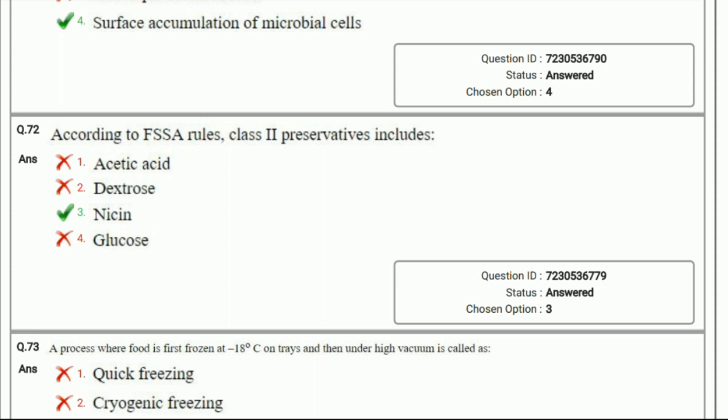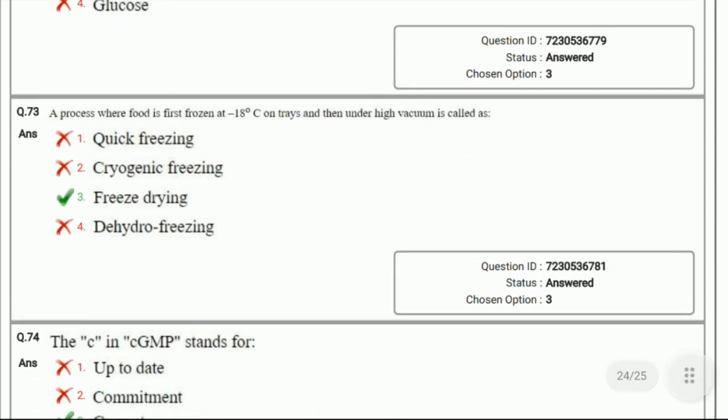Next question. A process where food is first frozen at minus 18 degrees Celsius on trays and then placed under high vacuum is called freeze drying. In freeze drying, first we freeze the water into ice crystals and then we apply the vacuum. Due to this vacuum, the ice crystals directly convert into vapors. That is, there is a sublimation of ice crystals, and that causes the drying of the food product. So freeze drying has this particular principle.